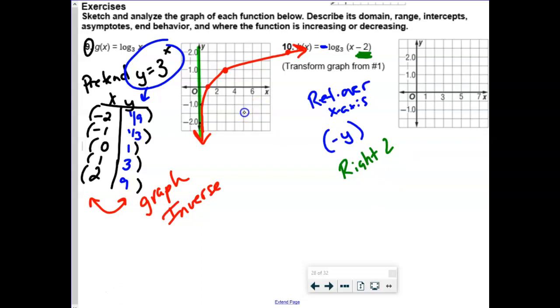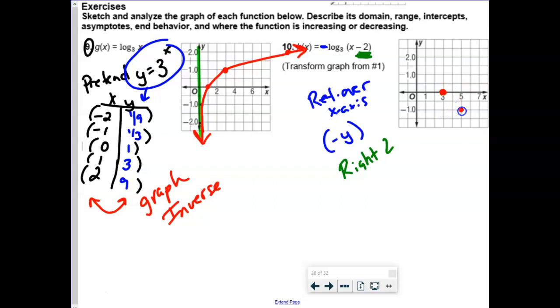I am not going to graph all of these points separately because some of them were atrocious. Let's do some nice ones. So if I took the point 1, 0 and I reflected it over the x-axis, I'm still at 1, 0. Then I'm supposed to shift it right 2. There we go. This guy, which used to be at 3, 1, if I reflect it, it ends up down here at 3, negative 1. And then shift everything right 2.